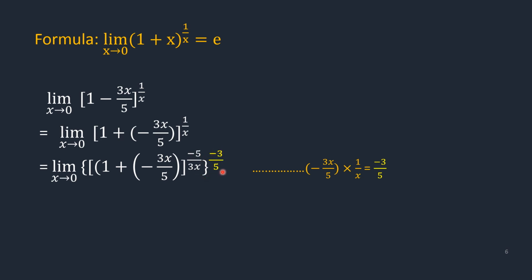Now, limit of the function in the curly bracket according to this formula will be e, and that e should be raised to the power minus 3 over 5. So our answer will be e raised to the power minus 3 over 5.